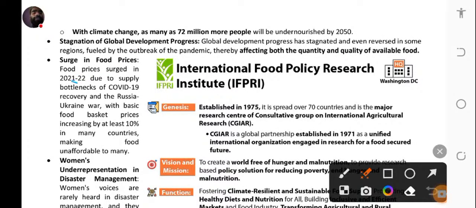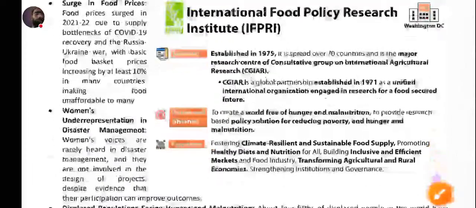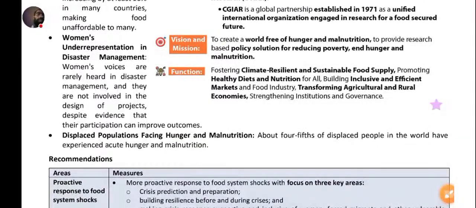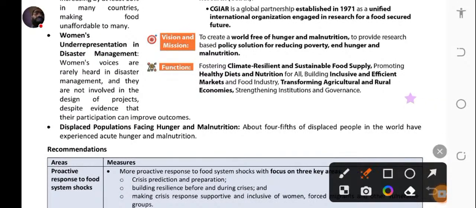Surge in food prices: prices surged in 2020 and 2022 due to supply bottlenecks from COVID-19 recovery and the Russia-Ukraine war, with the basic food basket price increasing by at least 10% in many countries, making food unaffordable to many. Women's under-representation in disaster management: women's voices are rarely heard in disaster management, and they are not involved in the design of programs despite evidence that their participation can improve outcomes.